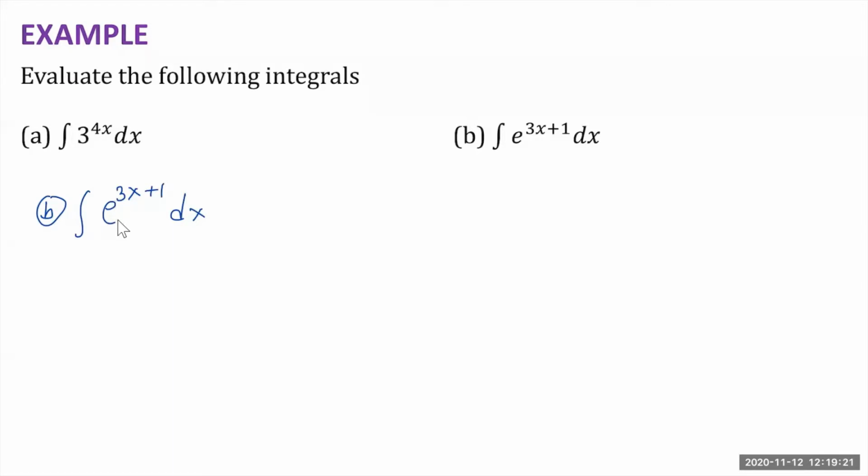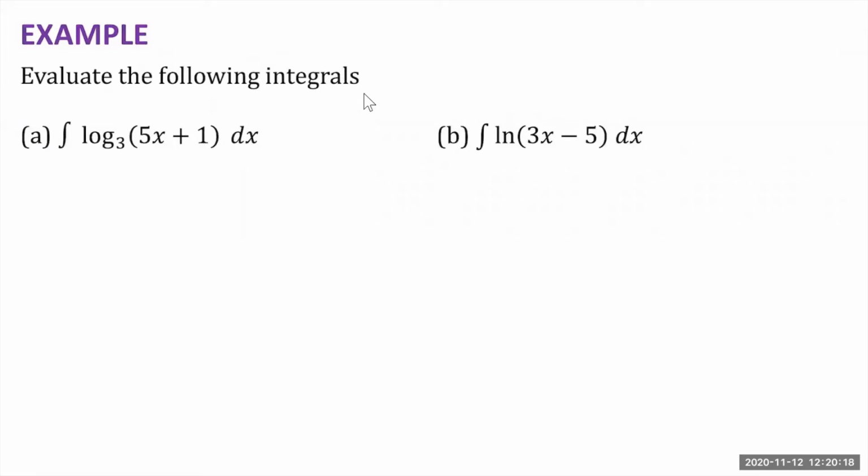So the outside function is e raised to x. In place of x, I have 3x plus 1. Integration of e raised to x is e raised to x. But in place of x, I have 3x plus 1. Because it is a composite function, we have to divide by the derivative of the inside function. Derivative of 3x plus 1 is 3 plus c. And that is the answer.